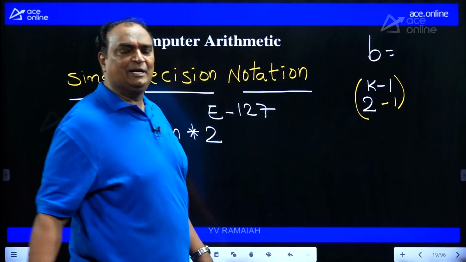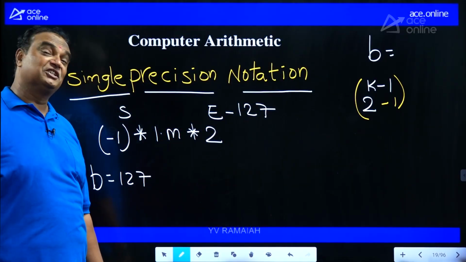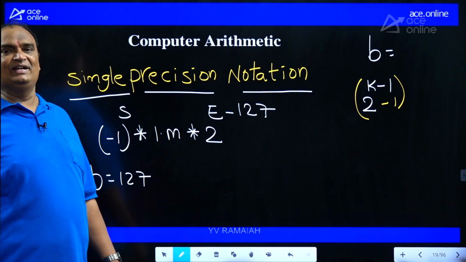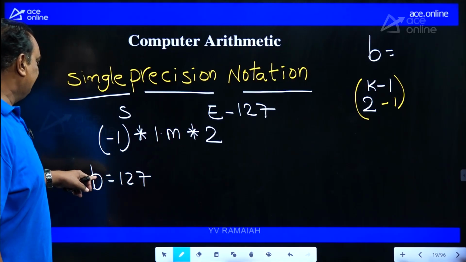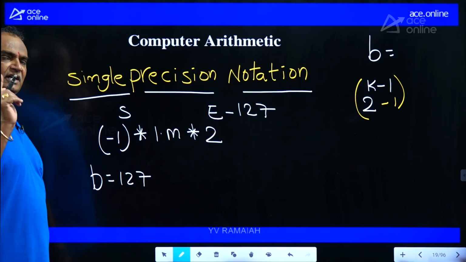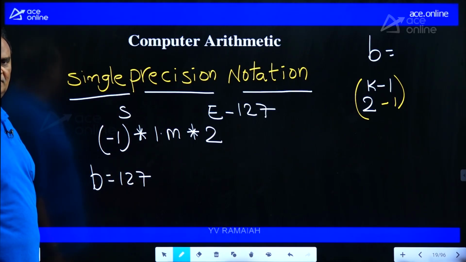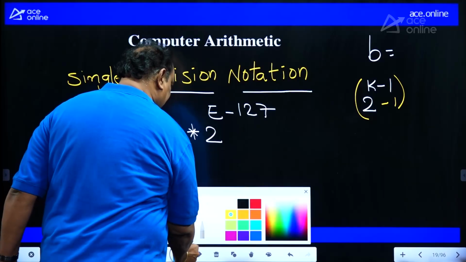And IEEE standards are used to represent not only numbers but also special values: plus or minus 0, plus or minus infinity, and not a number. We are going to discuss those also. Now, the biasing value is nothing but 127. It is your responsibility to remember this in single precision. Okay. At the same time, what about the register?